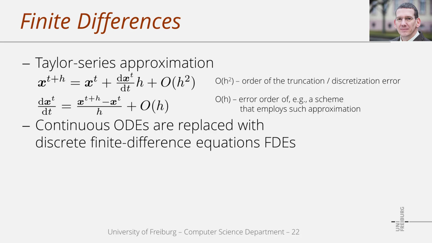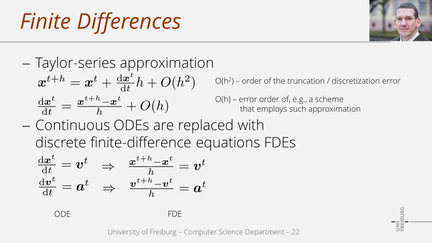Now we can use such an approximation to replace continuous derivatives in our governing ODEs with discrete finite differences in order to get a so-called FDE, or finite difference equation. This is illustrated here for both governing equations that we use for the particle motion. We start with the two ODEs that state that the time derivative of the position is equal to the velocity and that the time derivative of the velocity is equal to the acceleration. Now we use the finite difference approximation in order to replace the continuous derivatives, and we get two FDEs.